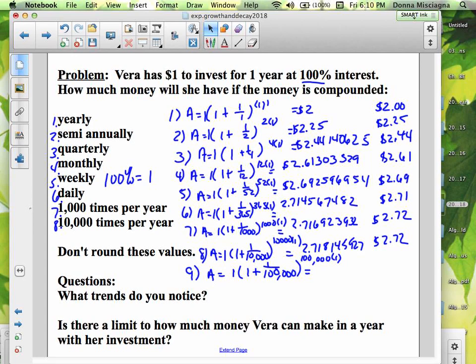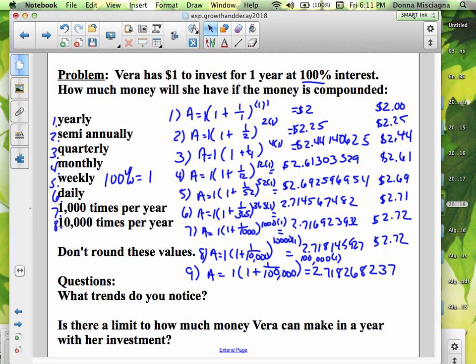So I get 2.718268237. I'm going to actually write that number down on the board over here because we're going to look at that number in a moment, all right? So I'm going to write that down. 2.718268237. Notice that's still, if I round to the nearest cent, that's still $2.72.